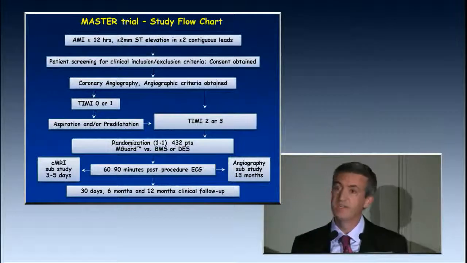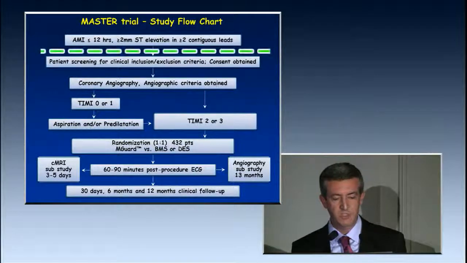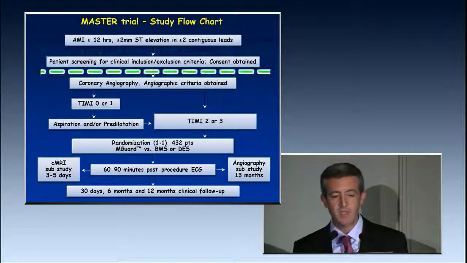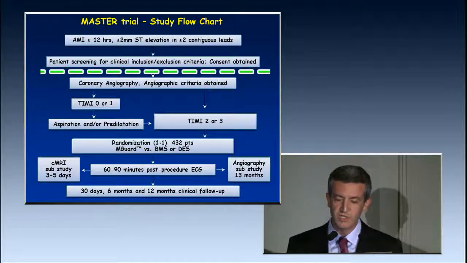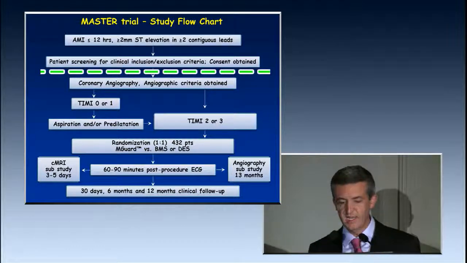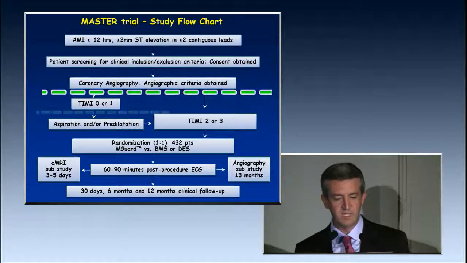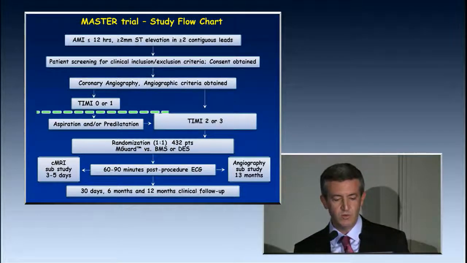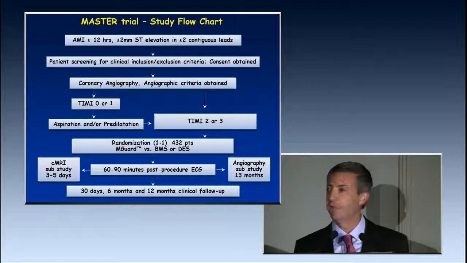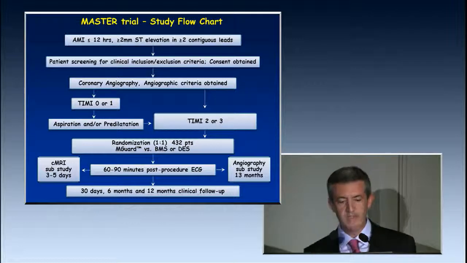We included, and we are still including, patients with ST elevation MI within the first 12 hours of clinical onset, with 2 millimeters of ST elevation in 2 contiguous leads. Patients are screened for clinical inclusion and exclusion criteria, and after signing the informed consent, we do angiography. We recognize that there is a lesion. When there is TIMI 0 or 1, we go ahead and do what we generally do in our practice.